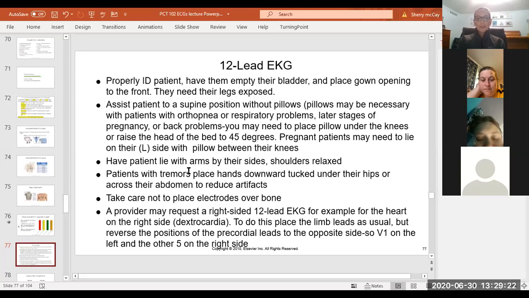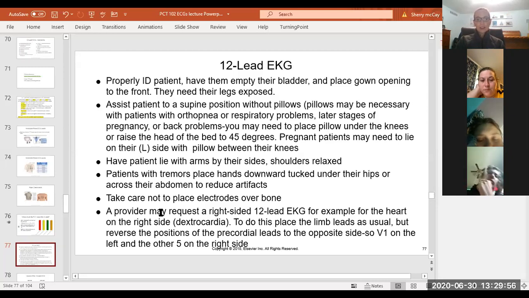Now, for the normal person, you're going to have them lie with their arms by their sides and their shoulders relaxed. Okay, a patient with tremors, sometimes you can actually put their hands under their buttocks or their hips to steady the shaking. Or a lot of times, if you cross their arms across their abdomen area, this also reduces the shaking, and then it reduces the chance of those artifacts. Okay. Remember we talked about this, not to put the electrodes on the bone itself, maybe just below.